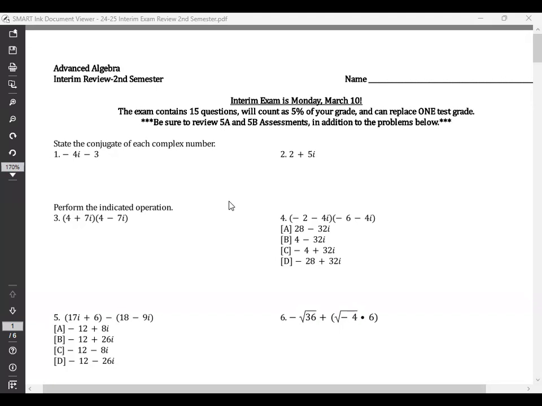Remember, it is on Monday, March 10th. It will consist of 15 questions and will count as 5% of your grade. Again, it can also replace one test grade.